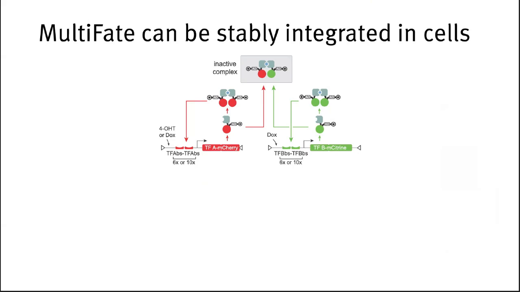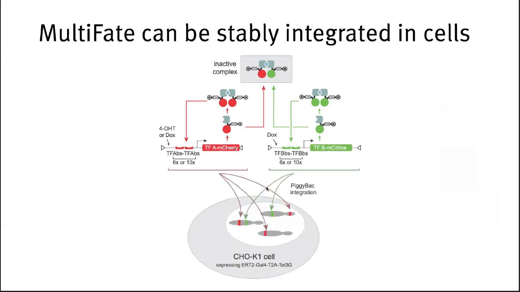Okay, so with all of that out of the way, we can now design the actual circuit, which has, in the case of MultiFate 2, these 2 transcription factors, each with its own fluorescent protein. We have different versions of these circuits with different numbers of binding sites, and then we integrate them by piggyBac into the genome. And we isolate clones. And so each clone will have a different configuration, different relative copy numbers of these 2 different genes. And we do this, I should say, in CHO-K1 cells.